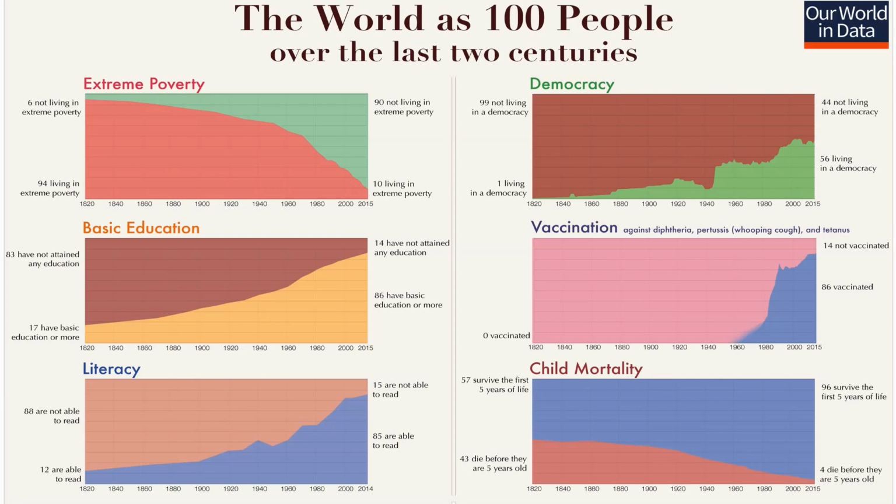Extreme poverty used to hover around 78%. Now, 10%. Basic education in 1920 was 40%. Now 86% have basic education. Literacy is tremendously higher. Democracy is tremendously more frequent. Vaccination was not existent 100 years ago, and we prevented and eliminated many diseases thanks to vaccination. Child mortality, drastically lower than it used to be. So in a lot of measurable ways, the world is a lot different and a lot better than it used to be. But this brings up the question, why is this?